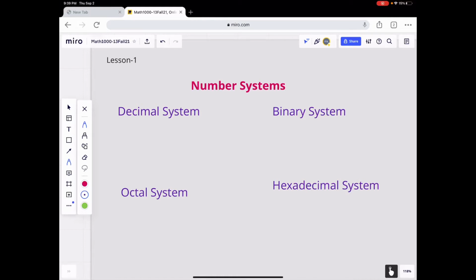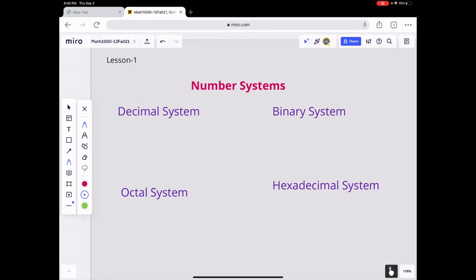Hello, everybody. So today I'm going to talk about lesson number one. We are dealing with the decimal system, binary system, octal system, and hexadecimal system. And then I'm going to convert from binary to decimal and vice versa. So let's talk about decimal system first.